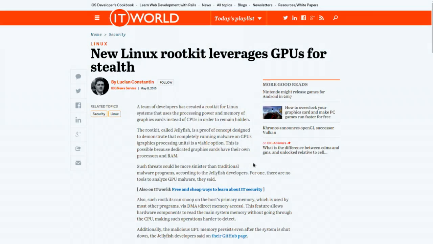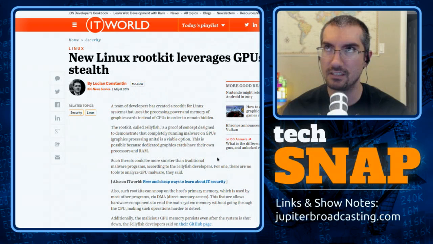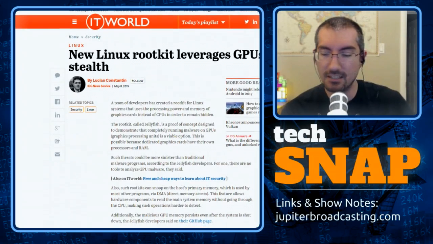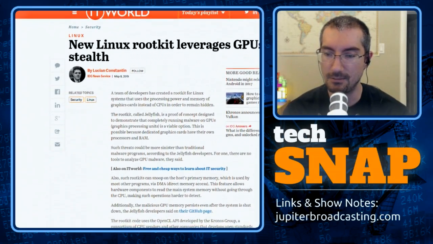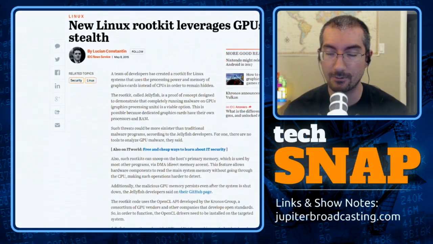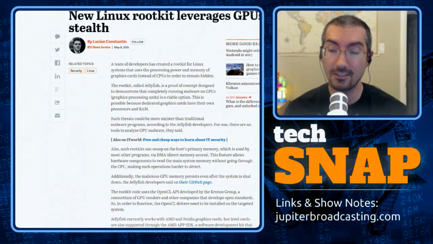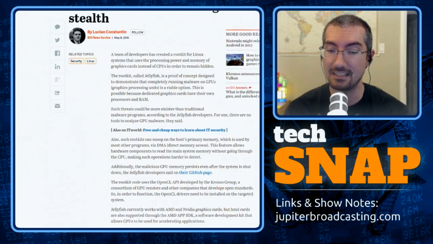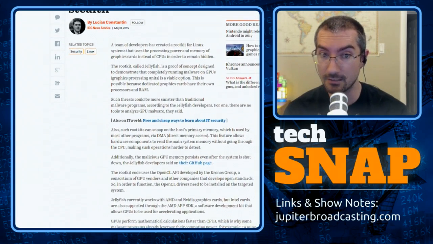We've talked about this from time to time. Here's one from IT World, a new Linux rootkit that leverages GPUs for stealth. We talked about the concept before, like using the network card, because it has access to the direct memory access channel, to do key logging and send it directly over the network. But this is actually a proof of concept. Instead of just somebody having the idea that you could do this, they actually have one that works.